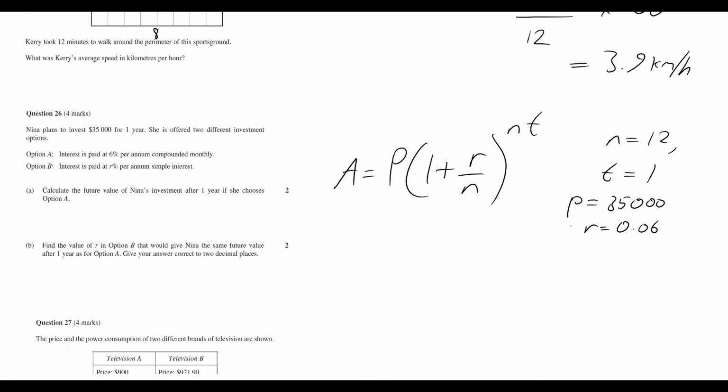So if we put all those different values into that formula there, we find that the future value, A, of Nina's investment is going to give us $37,158.72. Alright, so what to do now?